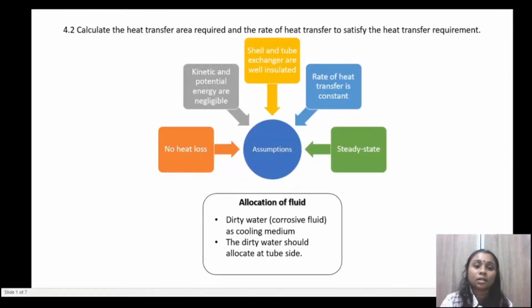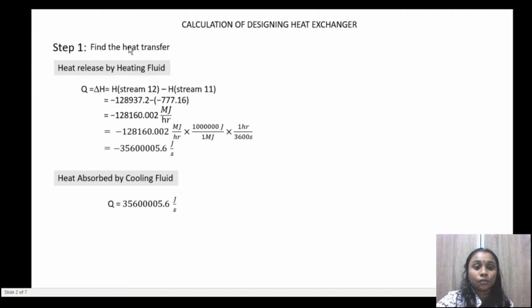We focus on the calculation part. Before we start the calculation, we need to make several assumptions. These are the 5 assumptions that we need to consider in our calculation. For the allocation of the fluids, we took the dirty water as our cooling medium, which is normally corrosive, so we allocate it at the tube side. First step, we need to find the heat transfer. We get the heat released by the equation ΔQ equals ΔH, and as we assume that there is no heat loss to the surroundings, the heat absorbed is equal to the heat released.